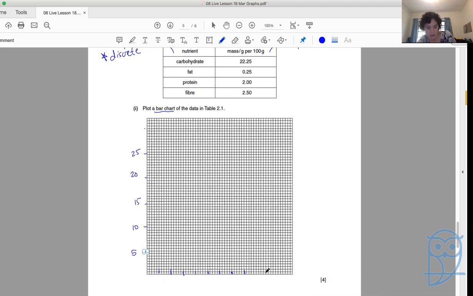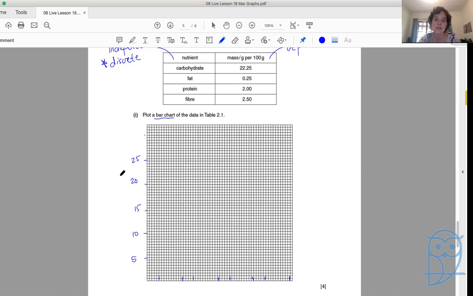So how about we press the right key? We're going to skip 5, draw 10, skip 5, draw 10, skip 5, draw 10, skip 5, draw 10. Now that's filling our space. Beautiful.